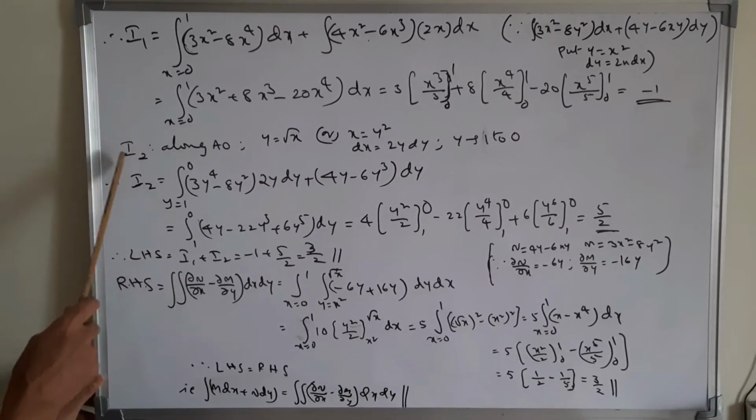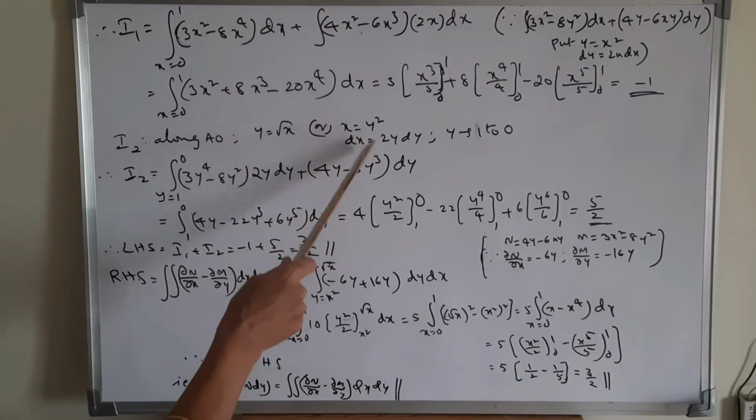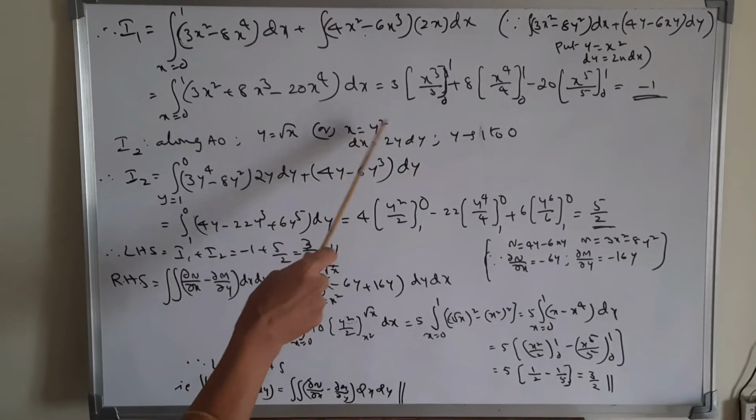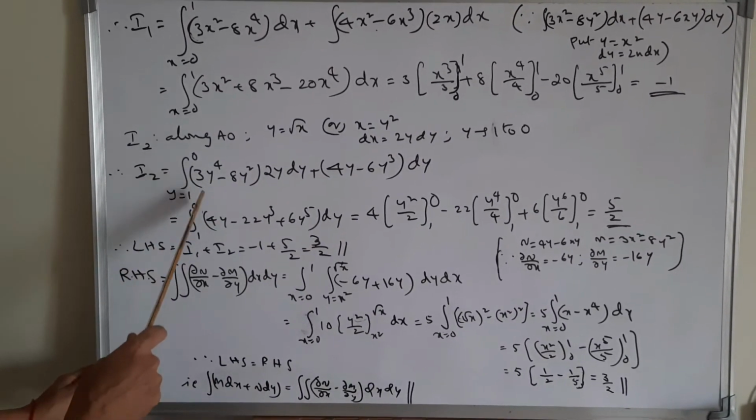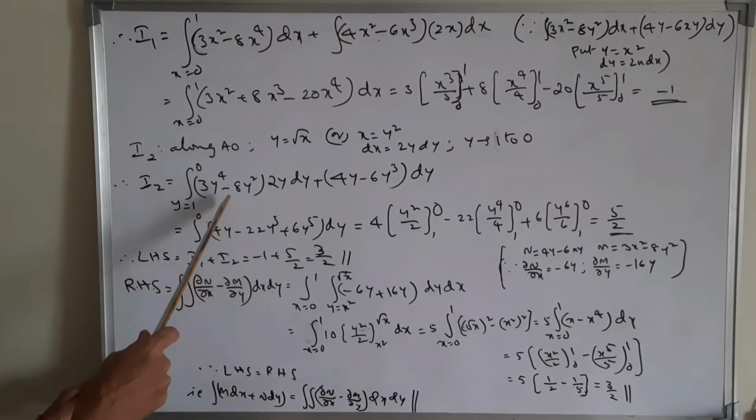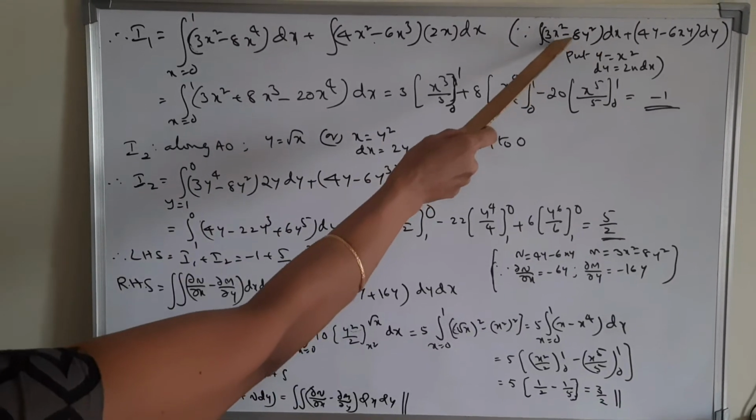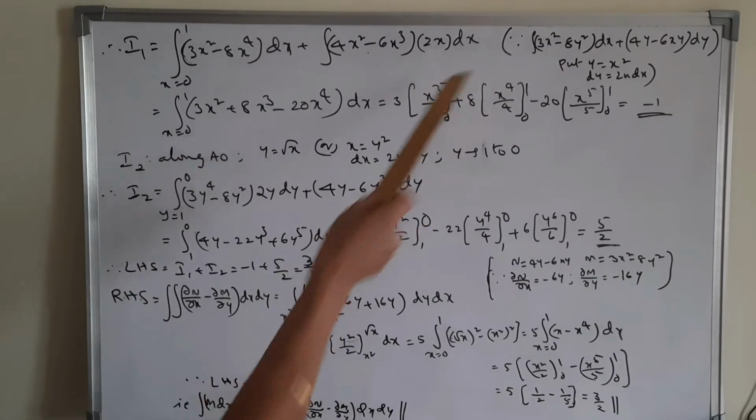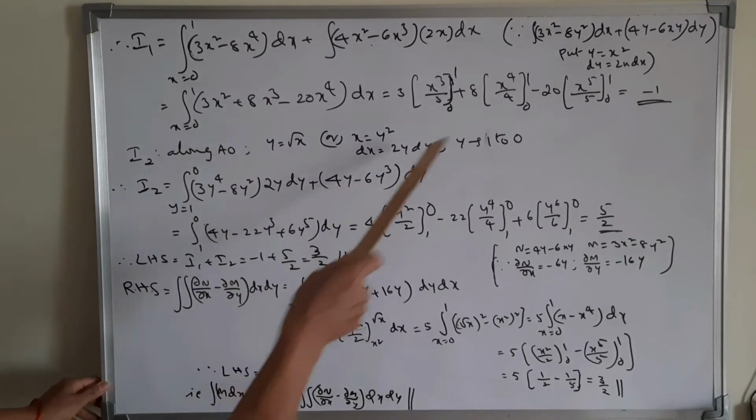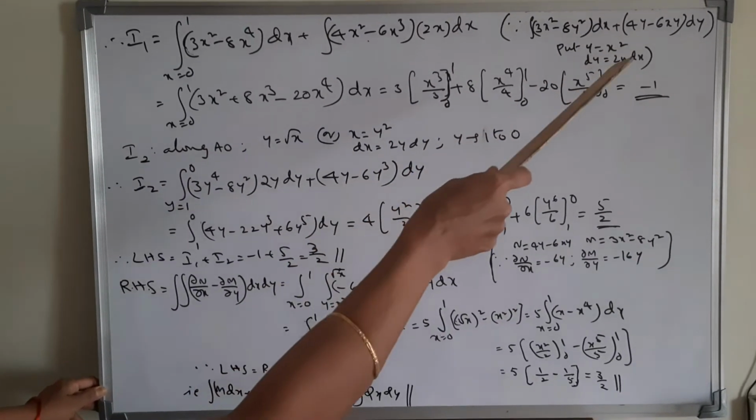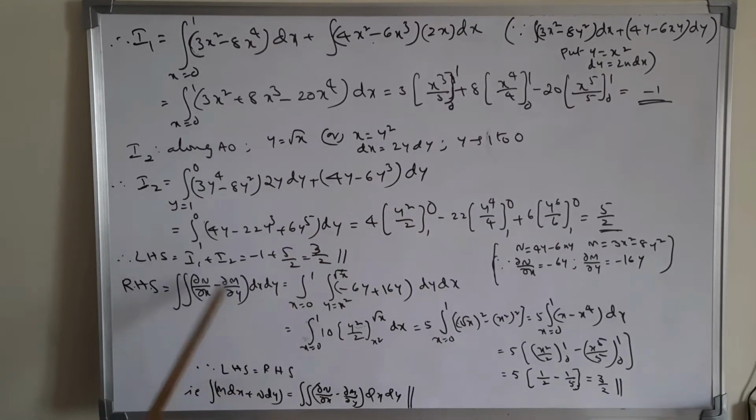Next, the I2 value. I2 along AO. That is y is equal to root x, or x is equal to y square. Then dx is equal to 2y dy. So y varies from 1 to 0. Therefore I2 is equal to the integral from y is 1 to 0 of 3y to the power of 4 minus 8y square into 2y dy. That is, the first term is 3x square minus 8y square, where x is equal to y square we have to substitute, and dx means 2y dy. Then plus the next value, 4y minus 6y into x, where x is equal to y square, so 6y cube, into dy. So this is the integration.